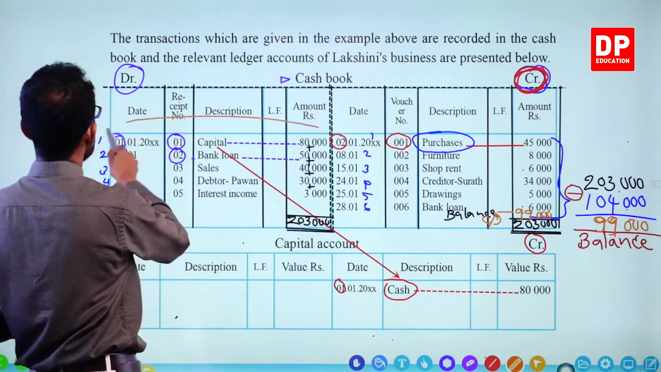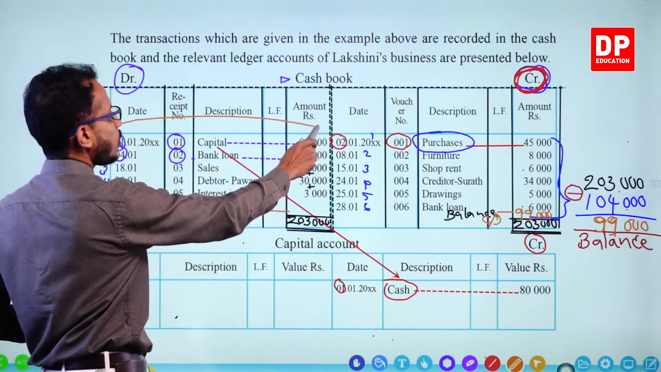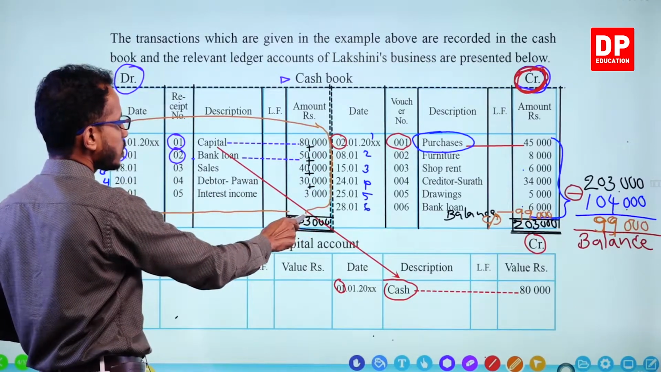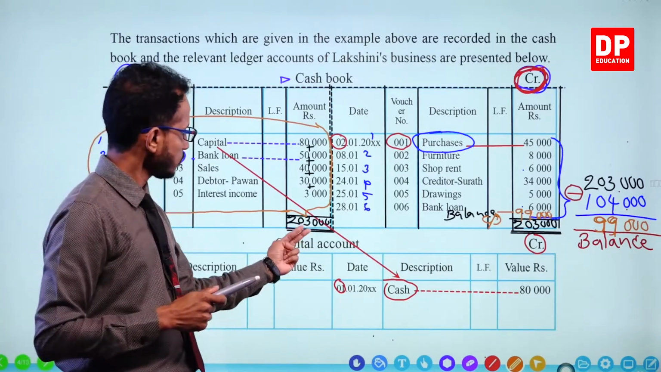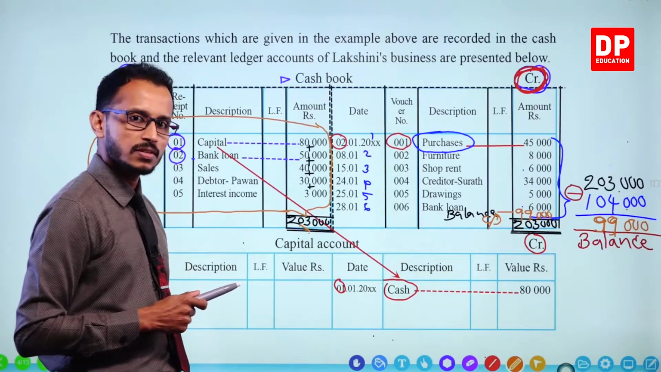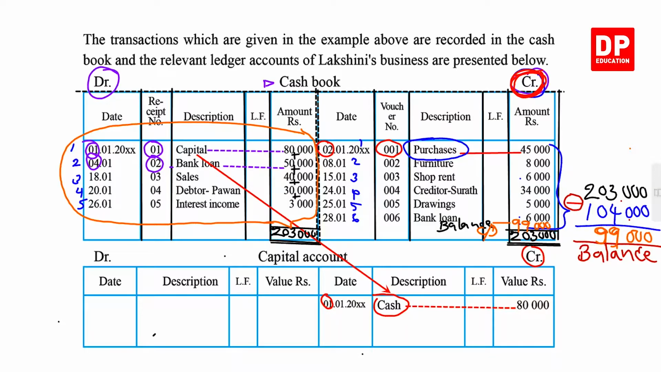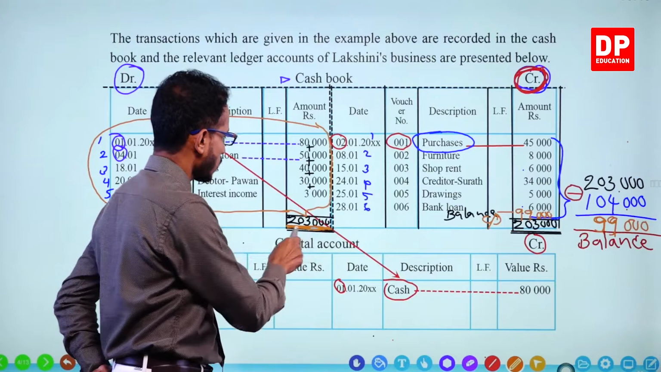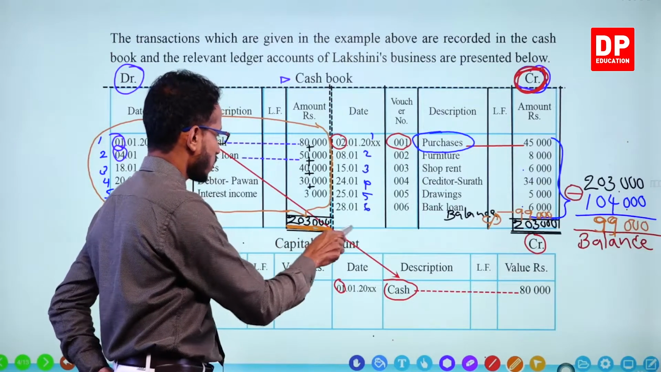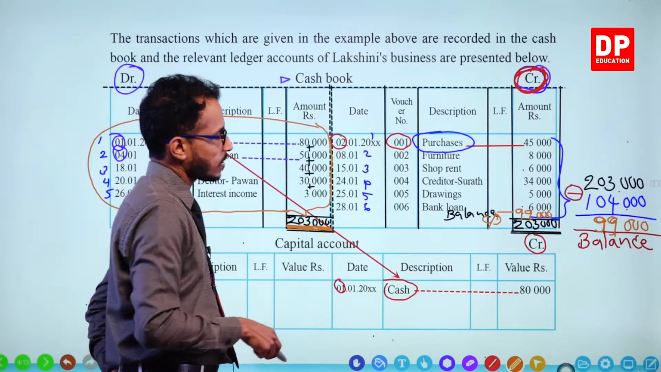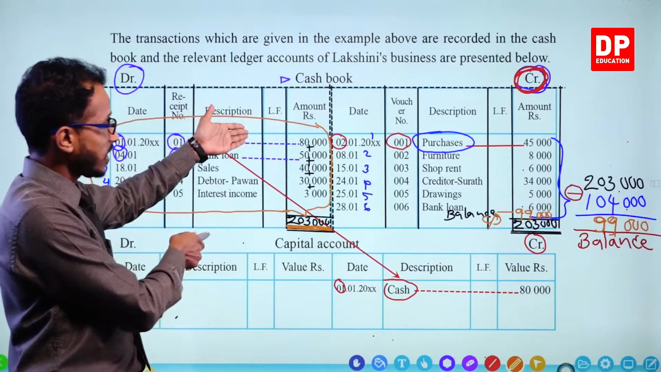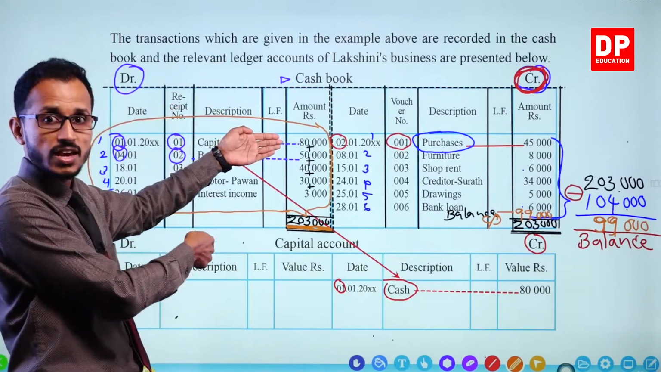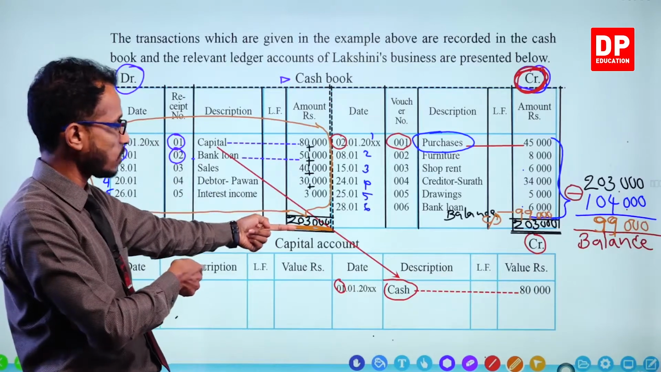Debit side is for receivings. So how much cash have we received totally? 203,000 we have received. All right, so this is the total received amount, 203,000. And in the cash book, we know that the debit side is for cash receivings. We have recorded the cash receivings. So total received amount 203.